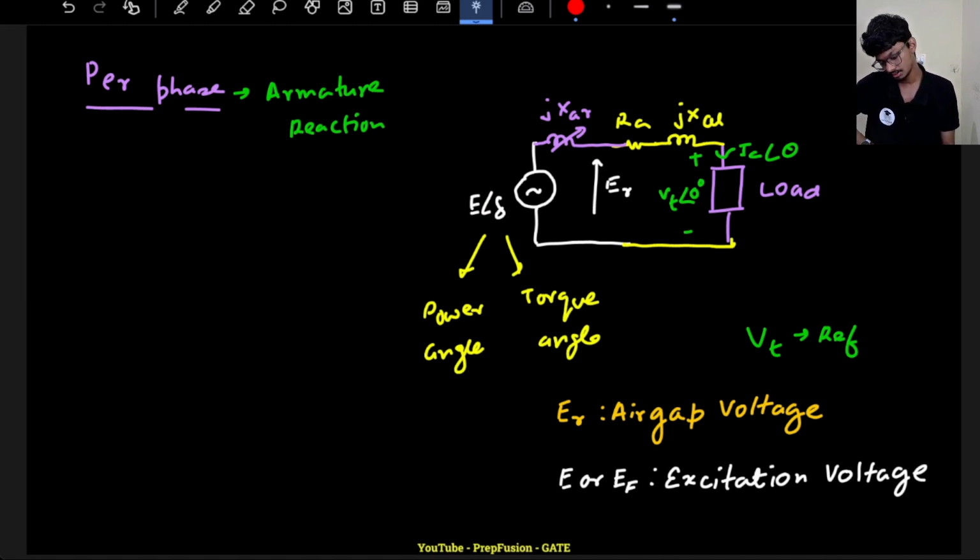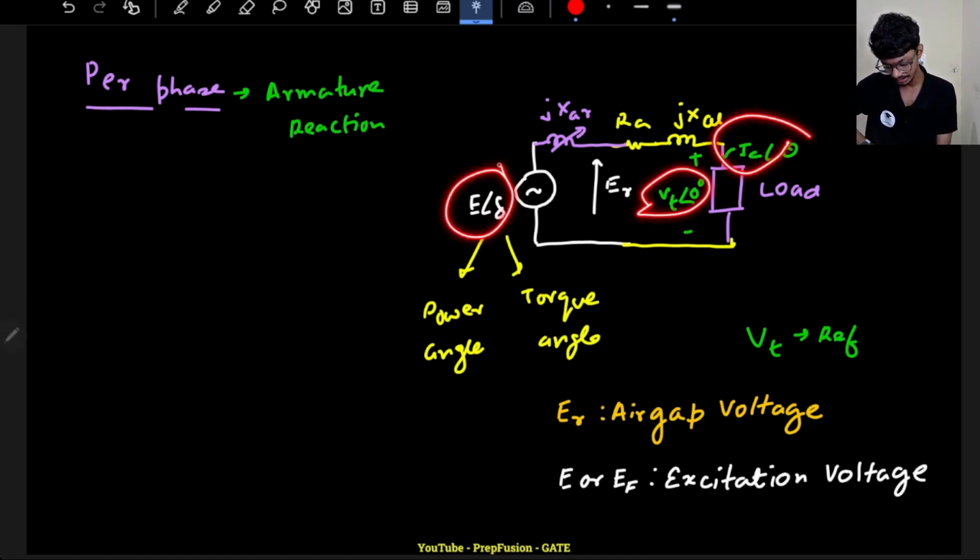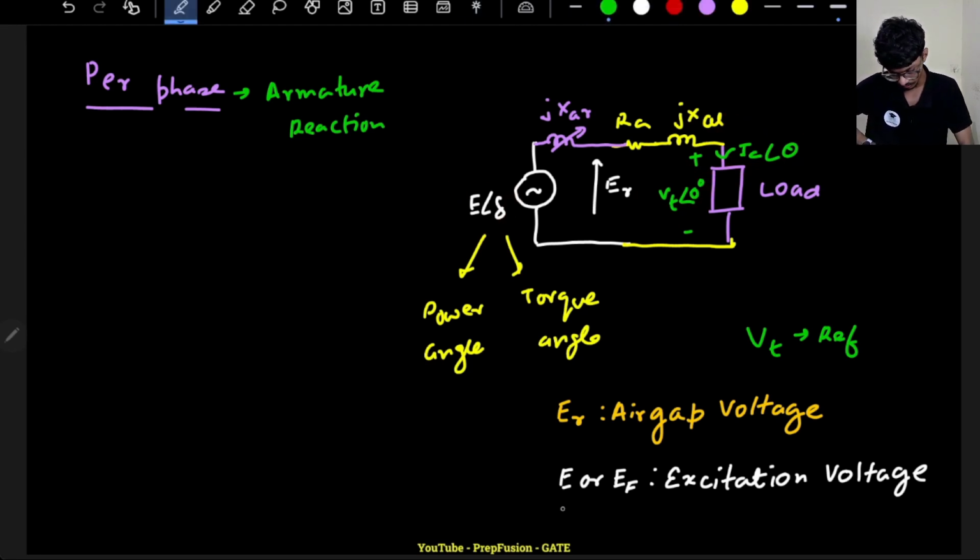So these are all the values basically: Vt angle 0, I angle theta, E angle delta. There are other angles as well that I will discuss. Vt is known as the terminal voltage that the load will absorb.